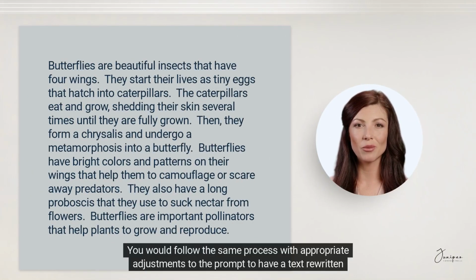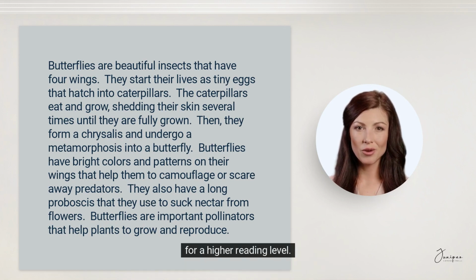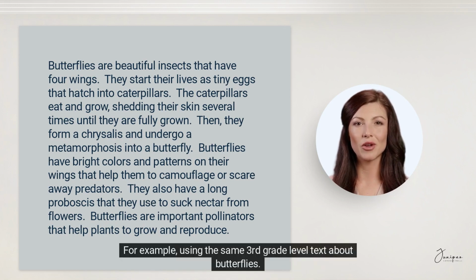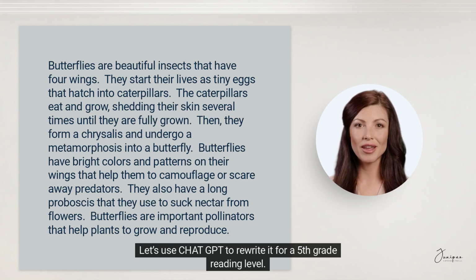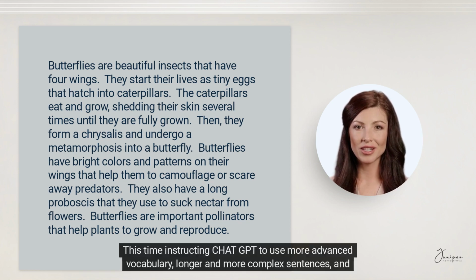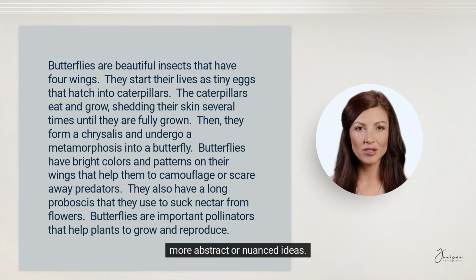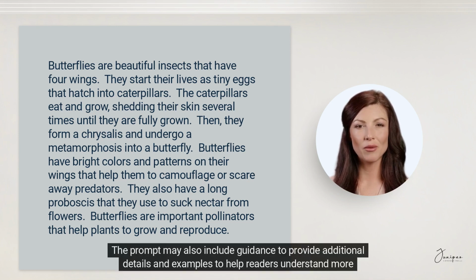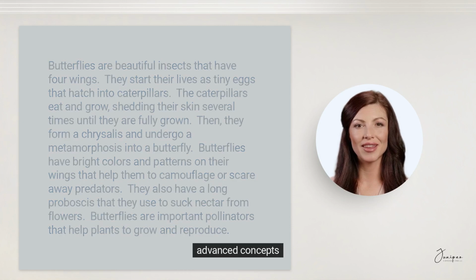You would follow the same process with appropriate adjustments to the prompt to have a text rewritten for a higher reading level. For example, using the same third grade level text about butterflies, let's use ChatGPT to rewrite it for a 5th grade reading level. This time instructing ChatGPT to use more advanced vocabulary, longer and more complex sentences, and more abstract or nuanced ideas. The prompt may also include guidance to provide additional details and examples to help readers understand more advanced concepts.